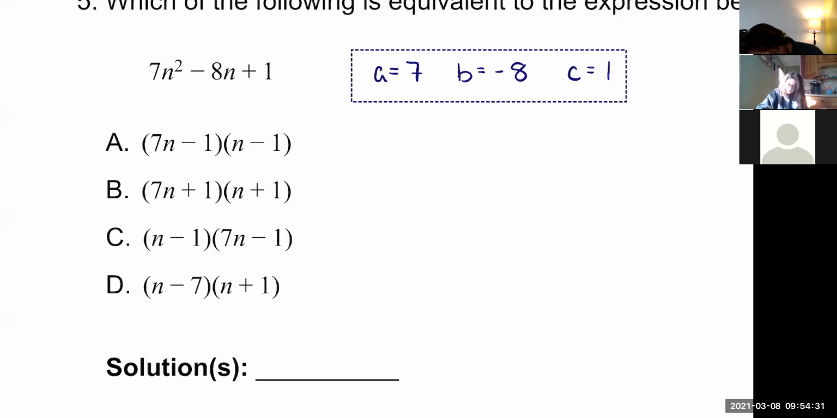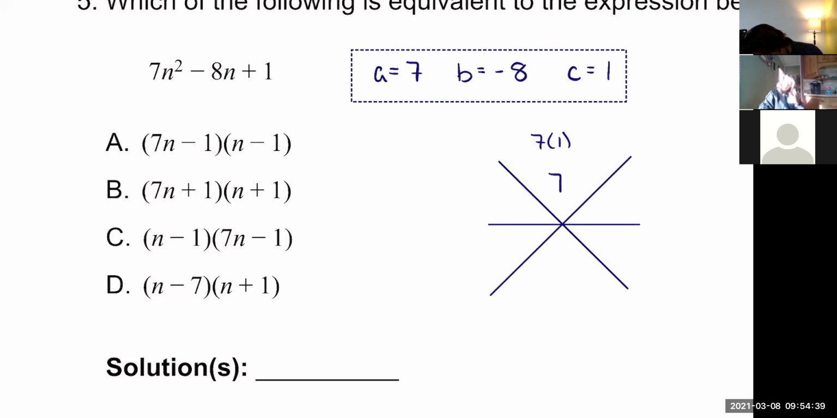So then I come and set up the asterisk. A times C on top. So we're looking at 7 times 1, which is 7. A on either side, which are also 7s. B on the bottom, which is a -8. So two numbers that multiply to equal 7, but also add to equal -8. 1 and 7. Well, yep, so 7 is prime, so our list is very short.